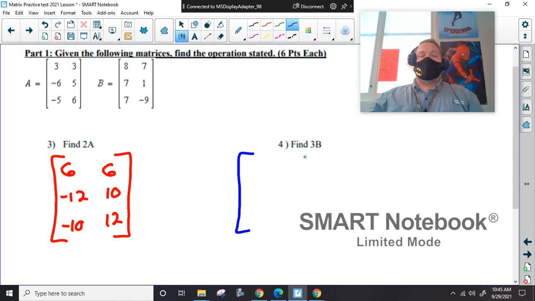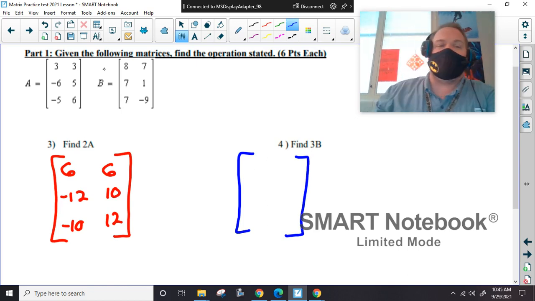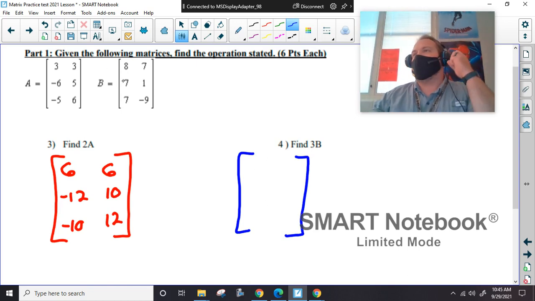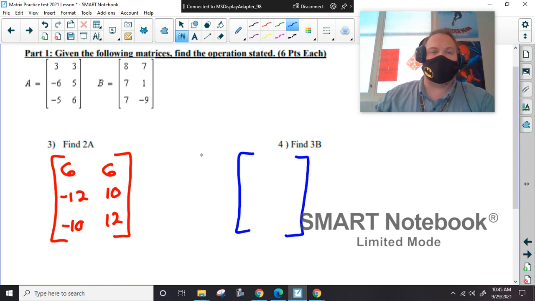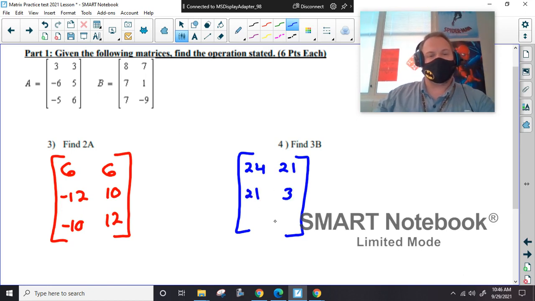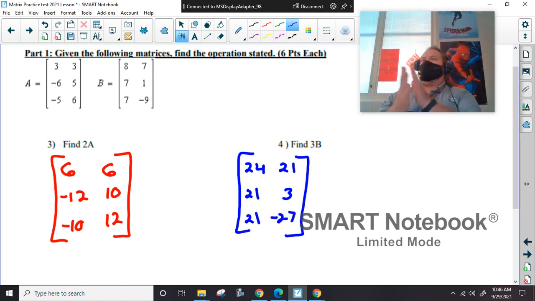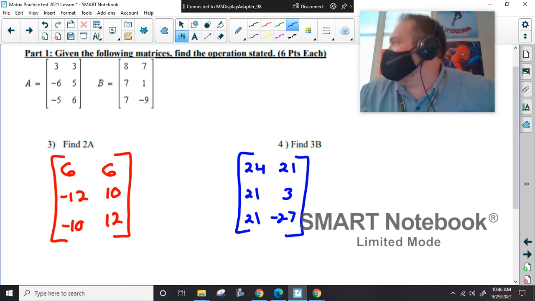All right. So this time we are multiplying everything in B times 3. Okay. So 8 times 3 is 24. 7 times 3 is 21. There you go. Yay. So, yeah, that's it. Yep.